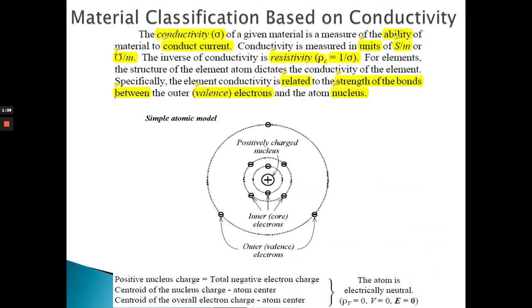So we need to know about the material space first, what actually happens in the material when the electric field is applied. So basically we can classify all the materials based on their conductivity. The conductivity is basically the ability of any material to conduct the current.